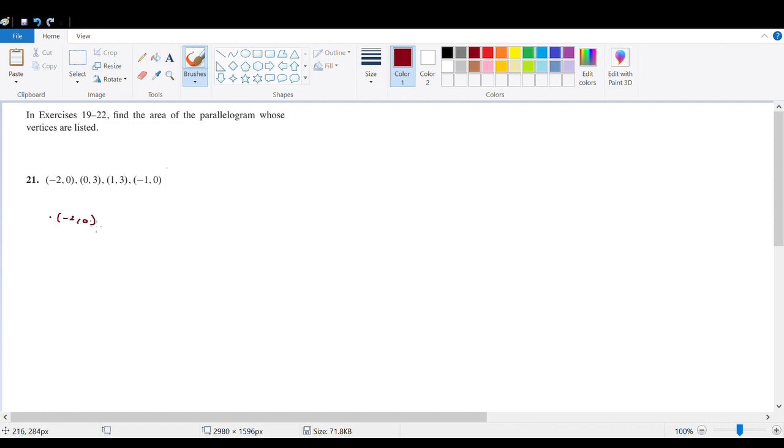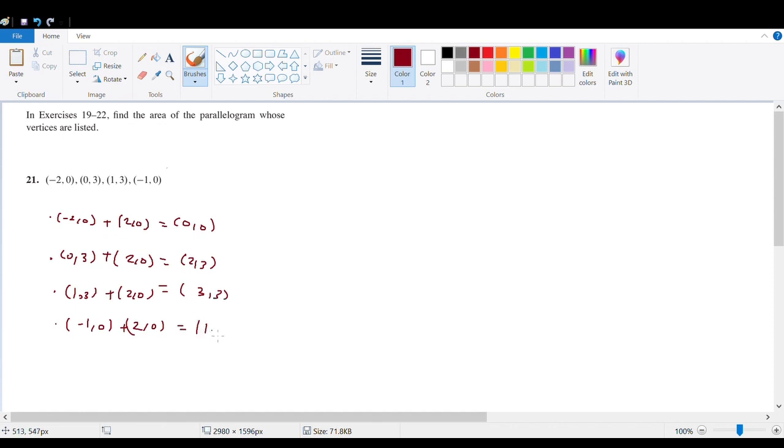So minus 2, 0, if we add it with 2, 0, we get the point 0, 0. Since we add 2, 0 to the first point, we need to add it to the second point also. So plus 2, 0, then similarly 1, 3 plus 2, 0, then the last one, minus 1, 0 plus 2, 0. Now this will give us 2, 3, then 3 and 3, and the last one is 1 and 0. So now we have 3 points, and the fourth one is the origin point.